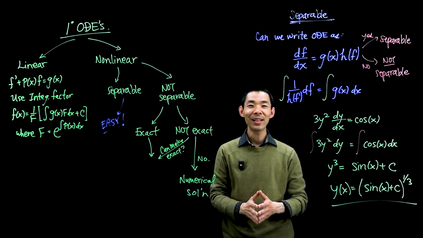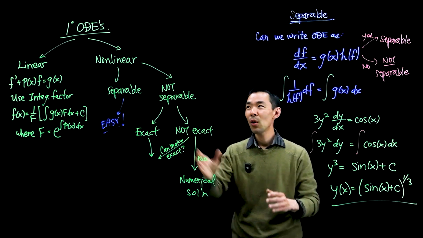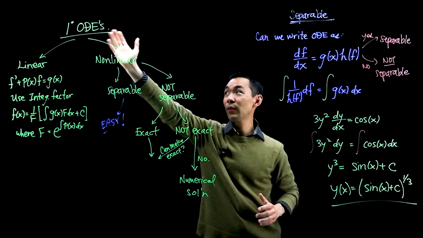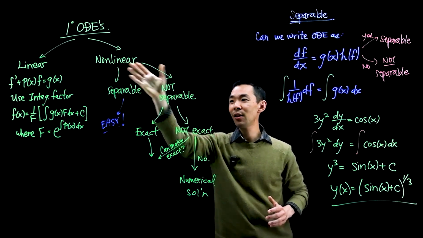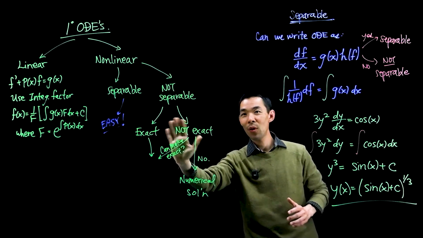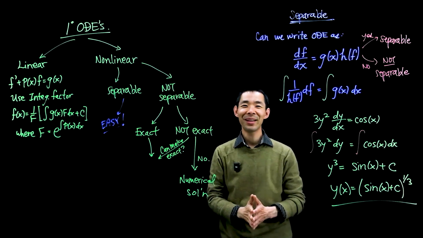OK, so that's it for today. Next time, we're going to do this branch, where if it's first-order ODE, nonlinear, not separable, what do you do down here? We'll cover that next time.